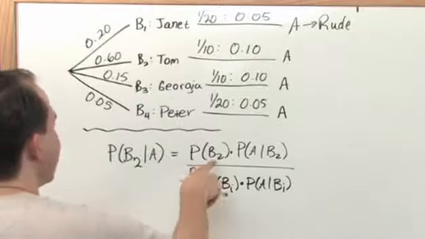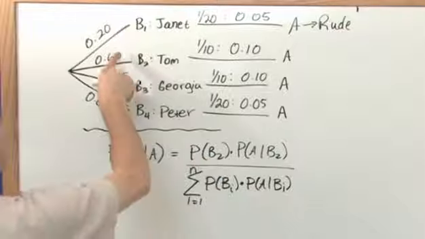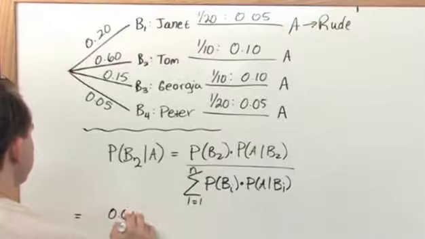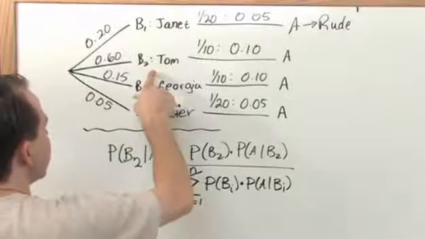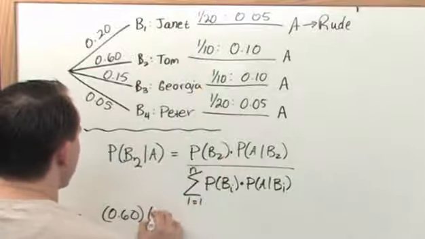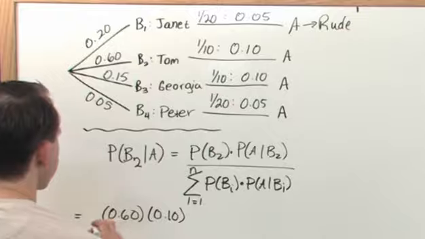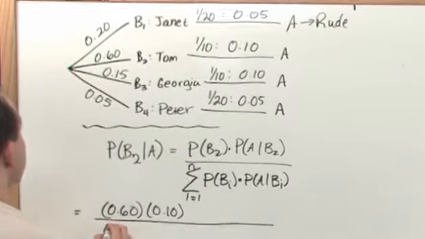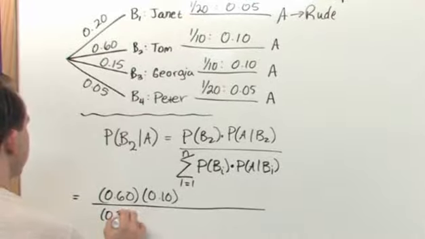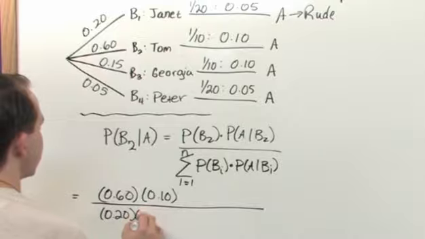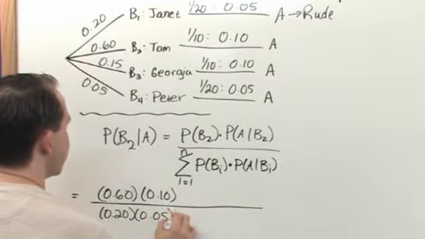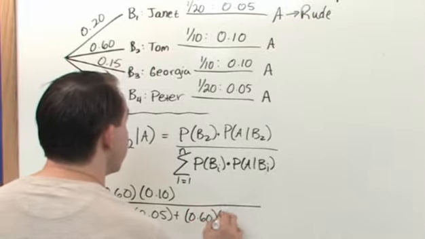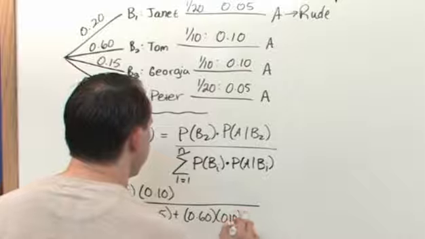On the top, we're going to have the probability of B2, which is 0.6, the probability that Tom was our doctor, times the probability that Tom was rude, 0.10. And on the bottom, we're going to have a bunch of stuff because we're adding up all the different paths. So let's go through Janet's path first, 0.2 times 0.05. Plus, of course, we have Tom's path next, 0.6 times 0.10.